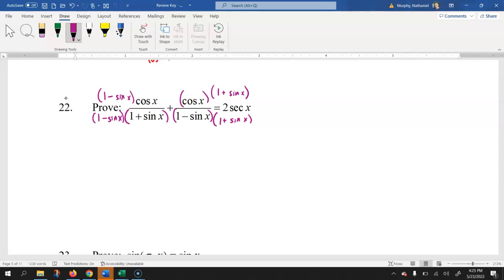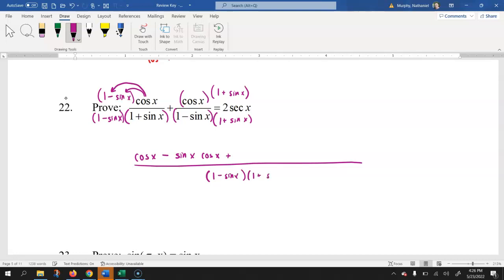So what I'm going to do in the numerator is distribute. When I do that, cosine of x times 1 is just cosine of x. Cosine of x times negative sine of x, we can write it like this. It doesn't matter what order you put it in. Now I could put this over a single fraction, but that would defeat the whole point of doing all this work. I'm trying to get a common denominator so I can write this as a single fraction. So I know my denominator is going to be 1 minus sine of x times 1 plus sine of x. We'll simplify that in the next step.